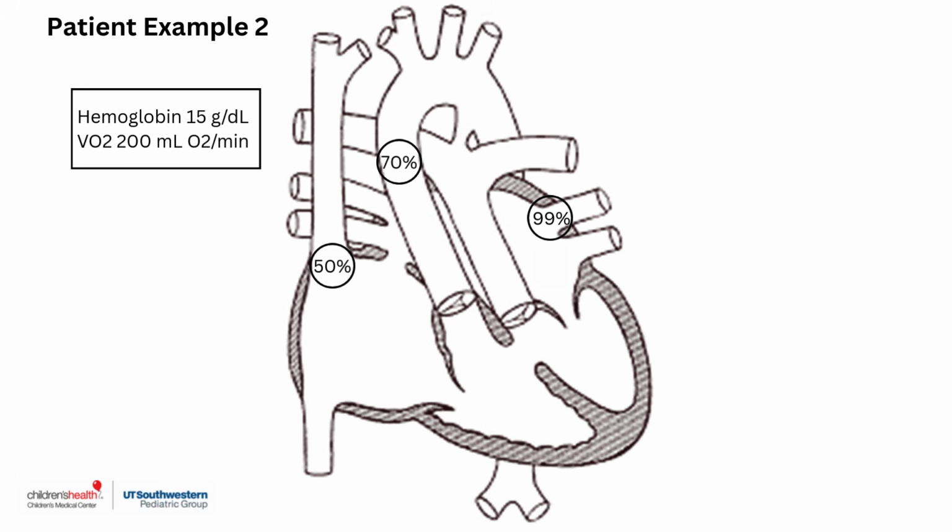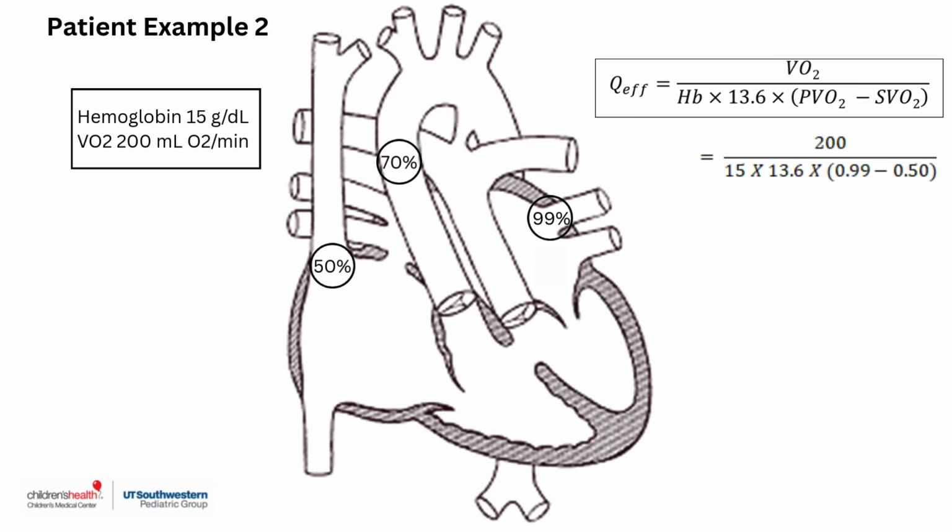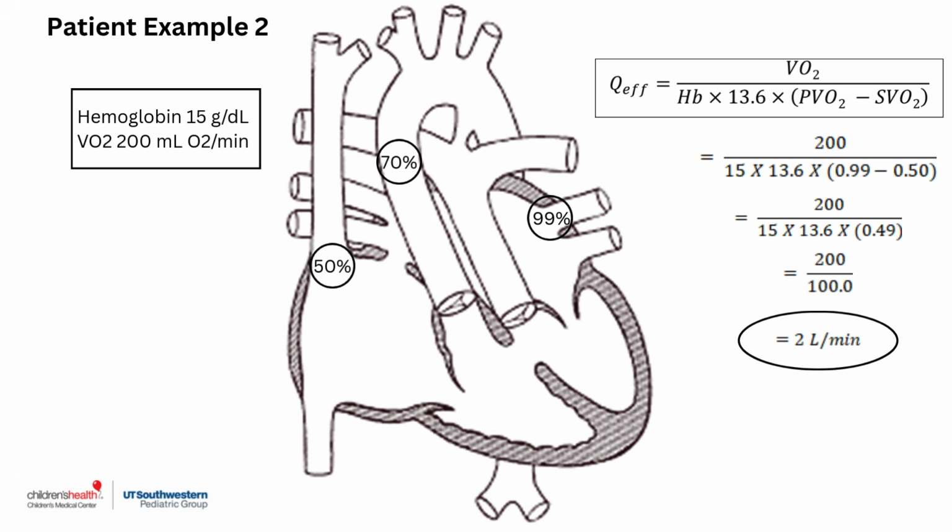Now, here is a patient example with systemic saturations of 70%, with the hemoglobin and VO2 the same as the prior example. Let's take the highest saturation from the pulmonary veins and the lowest saturation from the SVC and plug them into our equation. We get 2 liters per minute for the Q effective blood flow.